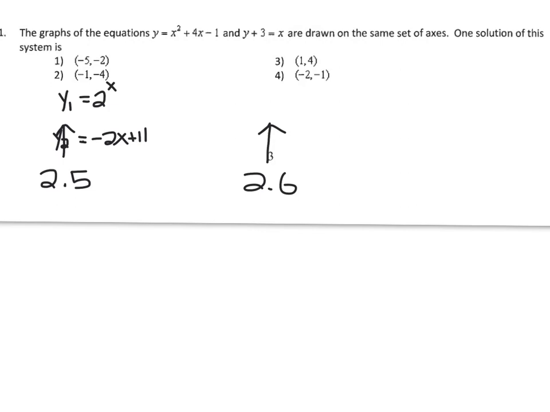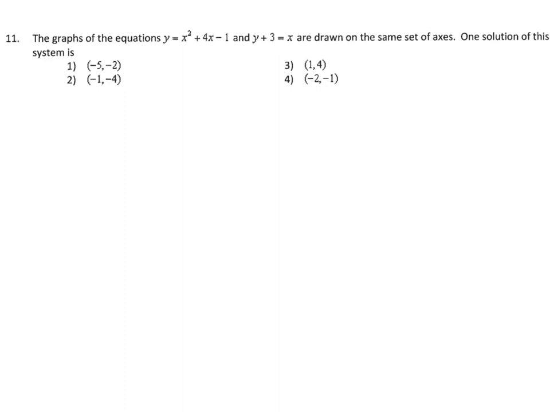Okay, so number 11 gives us two equations, and they want us to determine one solution to the system. All right, I would do this graphically. I think the easiest way would just be to take the first equation they give you and plug it into y1 in your calculator. And then I would take the second equation they give you. You have to solve for y, but that's pretty easy to do. Just subtract 3 from both sides of the equation. So that leaves you with y equals x minus 3. So then I would just go to y2 in your calculator and plug in x minus 3, and then just find the point of intersection.